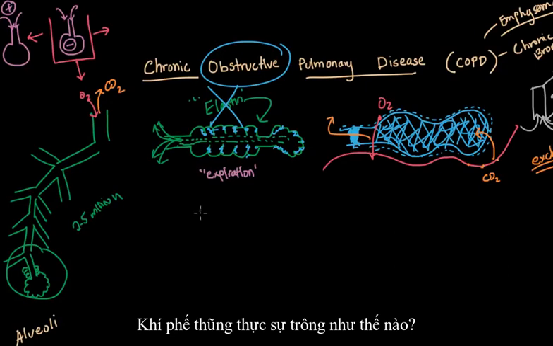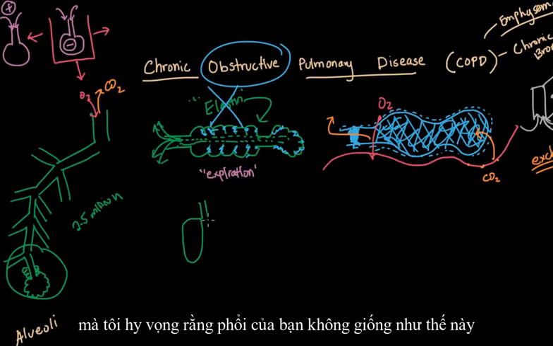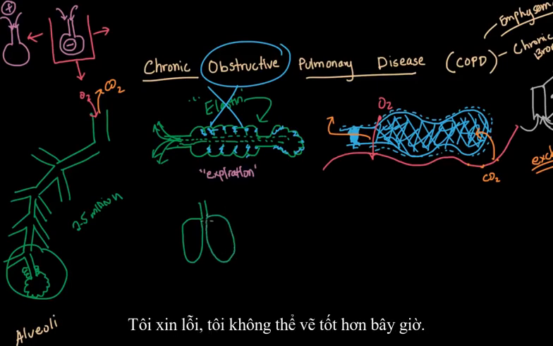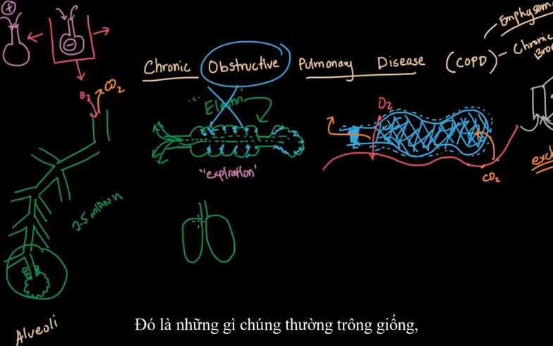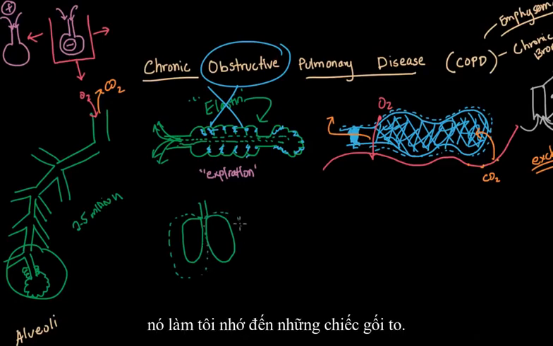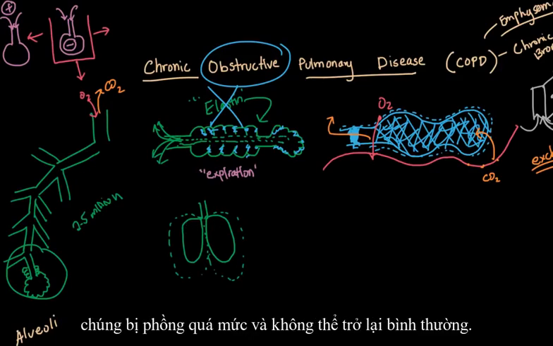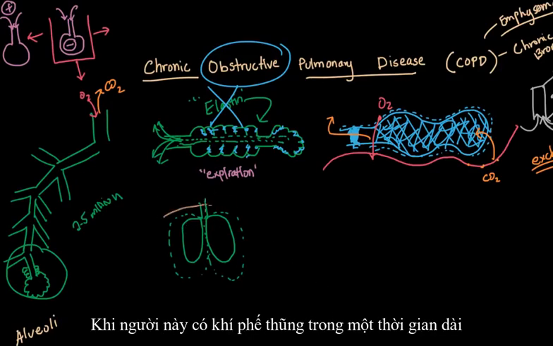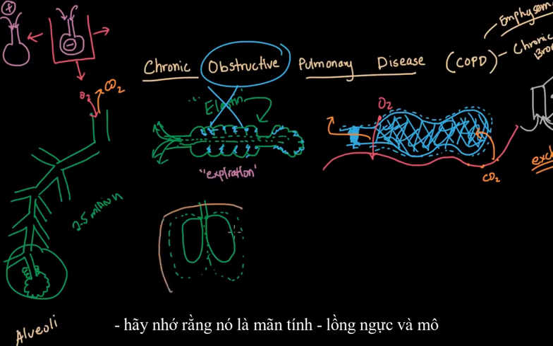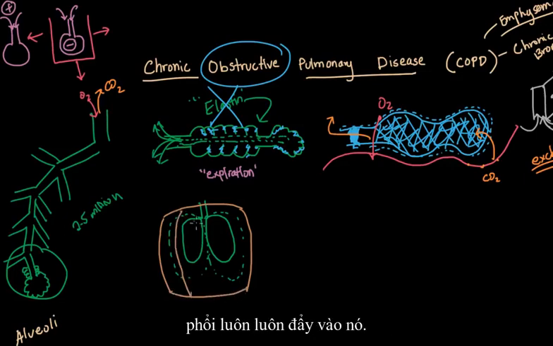So what would emphysema actually look like? If you have your regular lungs that usually look like this, which I hope your lungs don't look like this, but I'm sorry I can't draw any better right now. So that's what they usually look like. And if they're filled all the way up and the air can't get out, it reminds me of big pillowcases. And day in and day out, they're overinflated and they can't go back down. So as this person has emphysema for a long, long time, remember it's chronic, the rib cage and the tissue out of the chest actually changes shape because the lungs are pushing on it all the time.